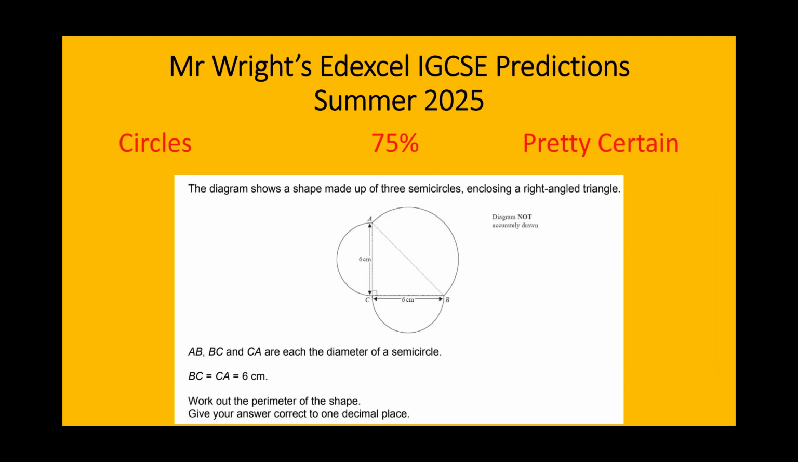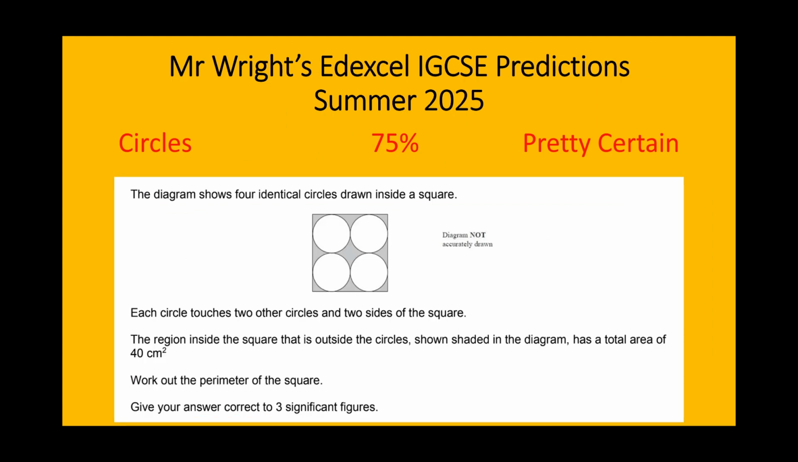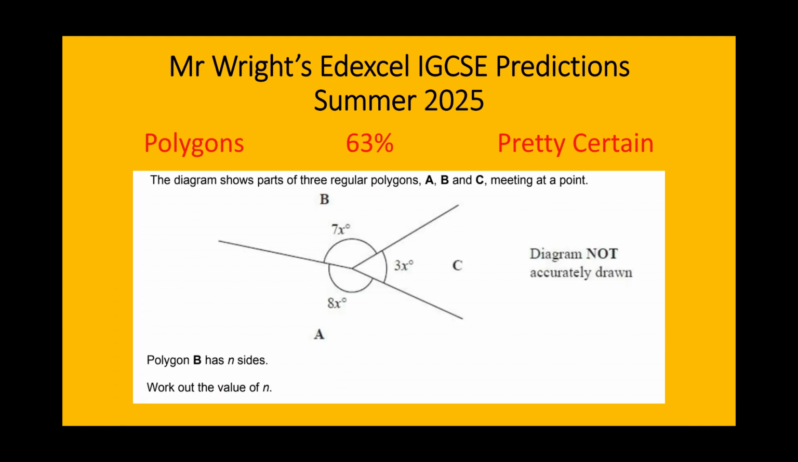Next, circles. These are questions that involve using your two circular formulas, the formula for the circumference of a circle and the formula for the area of a circle, often in quite involved problems. Here's a relatively straightforward question where you need to find the perimeter of that shape, and here's a more difficult question where you need to find the perimeter of that square, given some information about the circles within it. If you're going for a top grade, you need to be fluent on these more difficult questions.